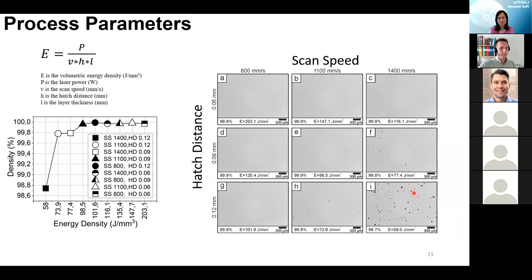So here you can see how the defects look like. The black dots here are pores, and they are mainly because we are not putting in enough energy into the materials. We can't actually fully melt the powder particles.